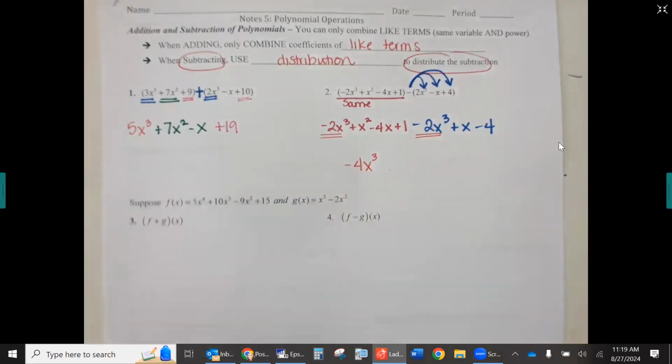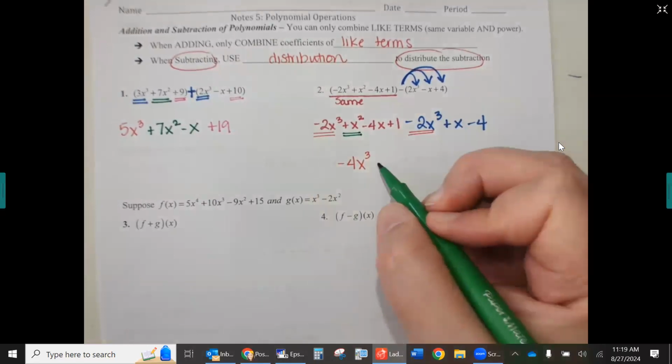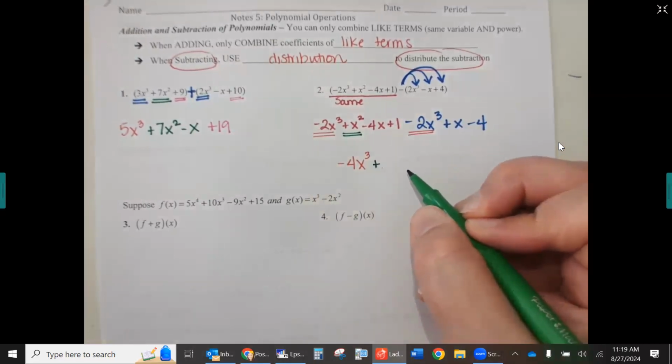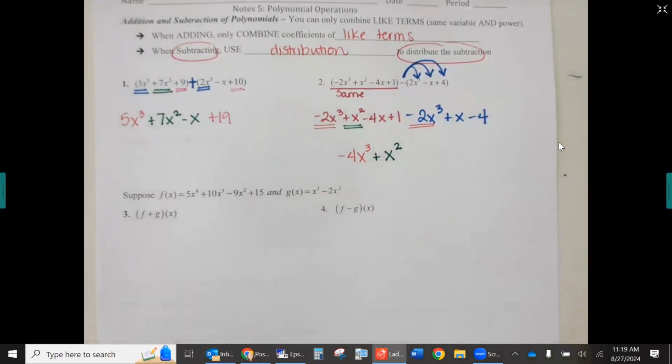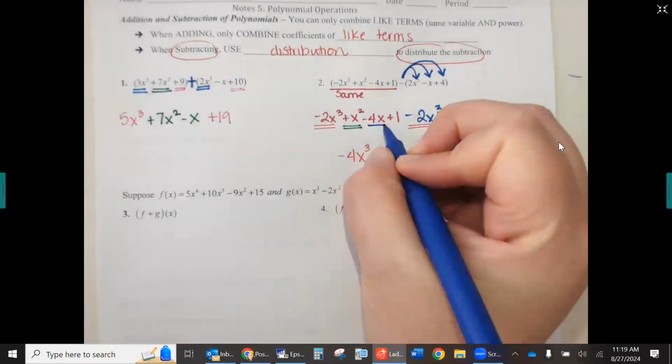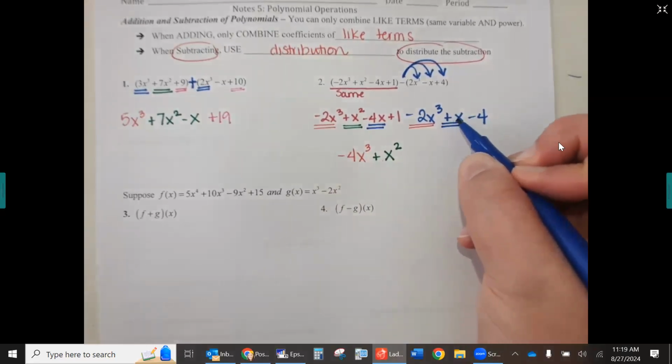Next term, I have a plus x squared. Are there any other x squareds? Nope. X squared is going to stay by itself, because there's nothing else with the same x squared for it to go with. Then my next term, I have a minus 4x, and I'm looking for another x. Is there one? What number goes here if nothing's there?